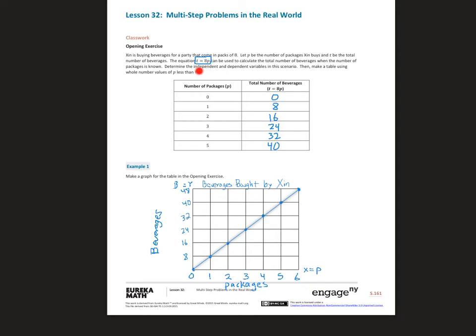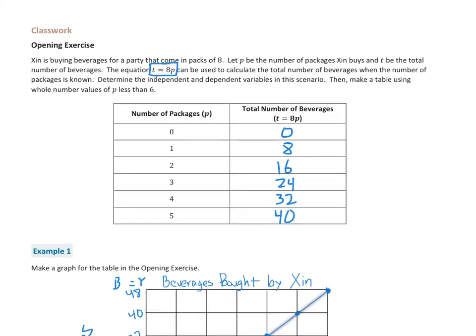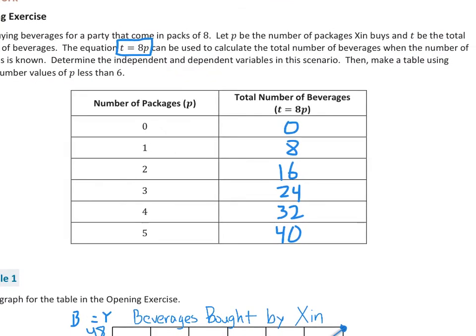And so if we're going to talk about the independent variable and dependent variables, remember the dependent variable is the one that you're usually on the alone side of the equal sign, okay, the T here. The one that is dependent upon how many packages you buy. Right? Every time I buy a package, my total beverages changes. And so our output, or the outcome, is our total number of beverages. So that is our dependent variable.